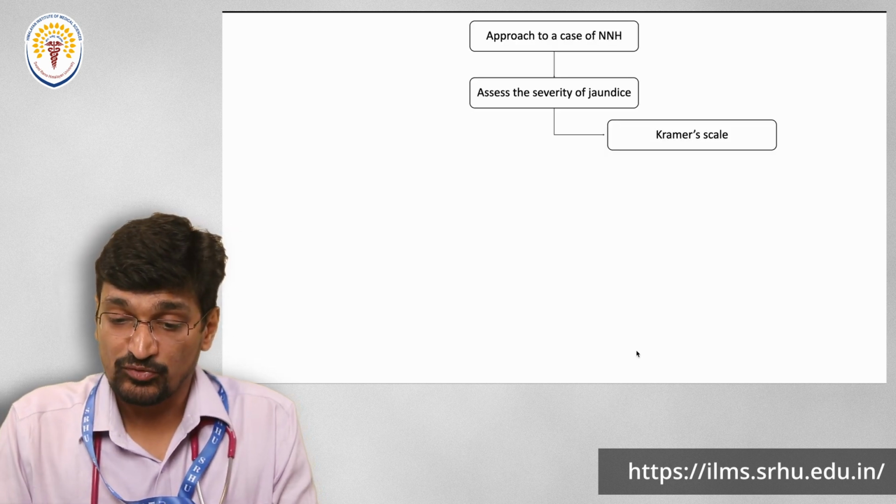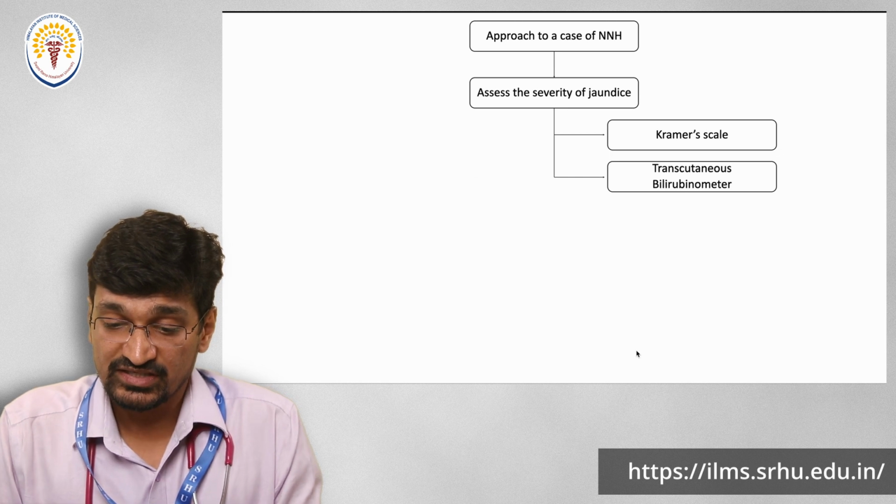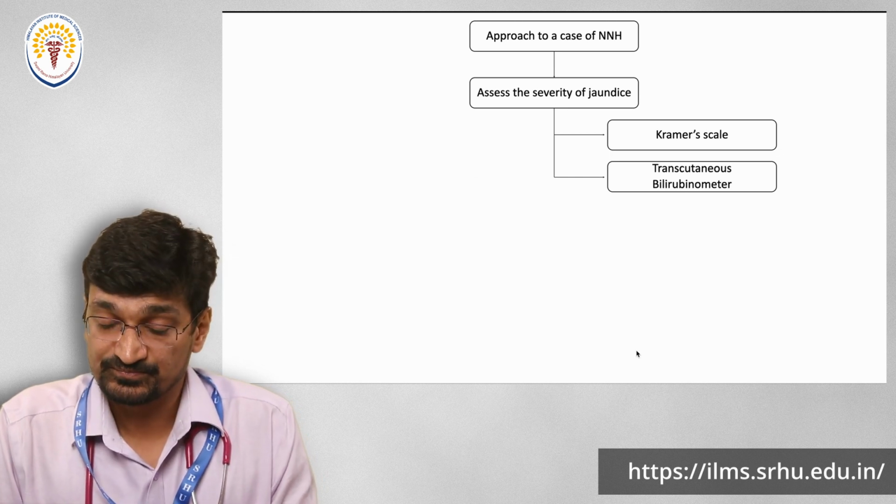The second method of approximating the serum bilirubin level is by using a transcutaneous bilirubinometer.